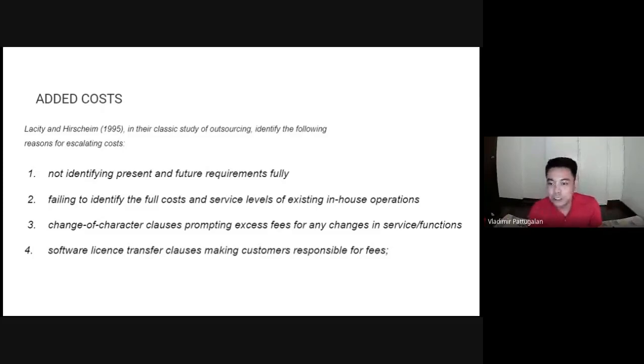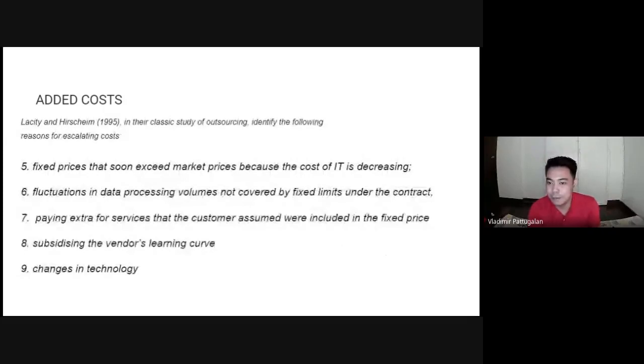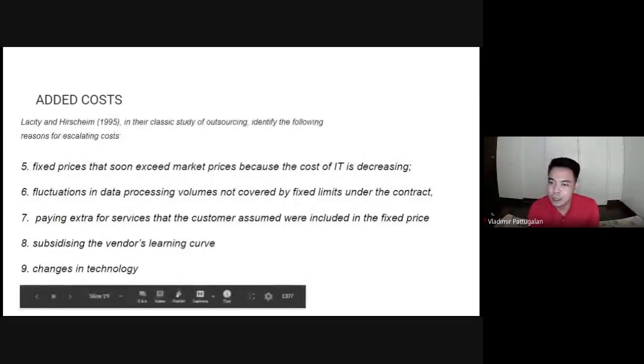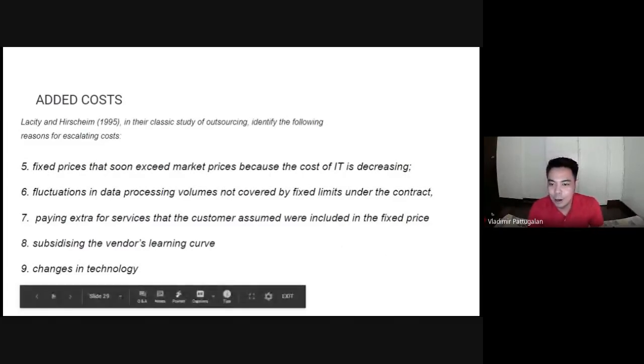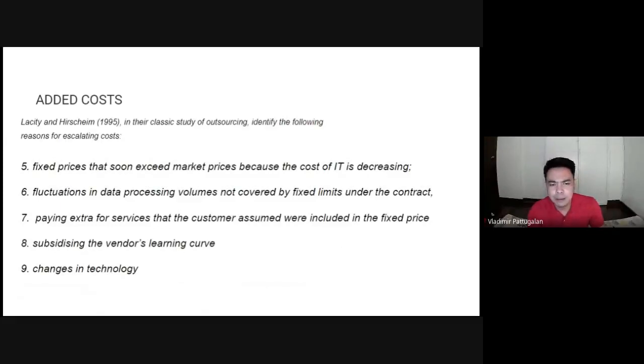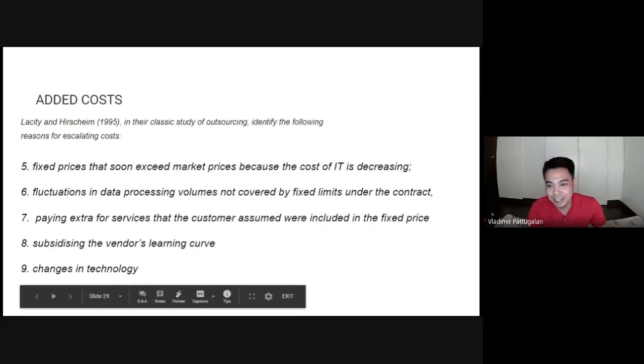And then number three is the change of character clauses, prompting excess fees. So once again, it's relatable to part one, and software license clauses and all. Fixed prices, fluctuations in data processing volumes. So once again, we discussed the main points in the first four. I think all of these, we discussed the problems in the previous slide in more detail.